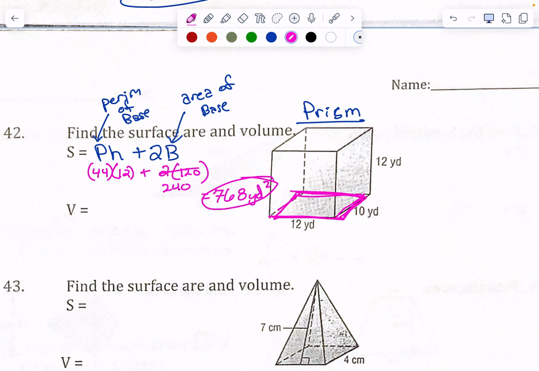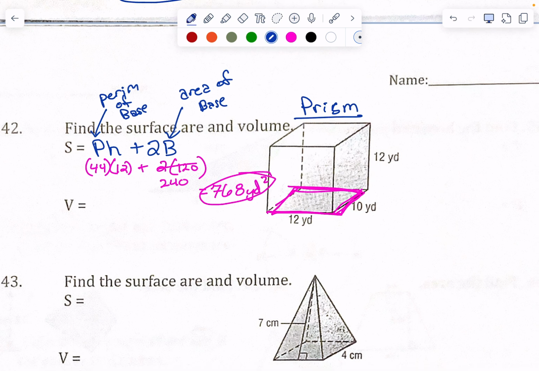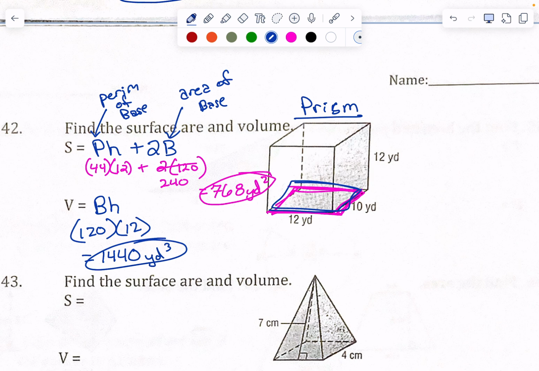Okay? Volume. Formula for volume is capital B times H. Capital B is the area of the base. Area of the base we just said was 120 times 12. Well, you can do that in your head. What's 12 times 12? 144, with a 0. Yards cubed. Good. That is a prism.